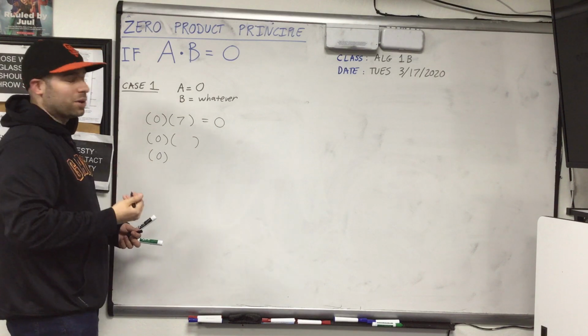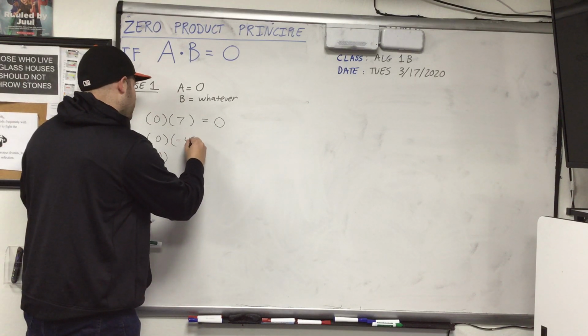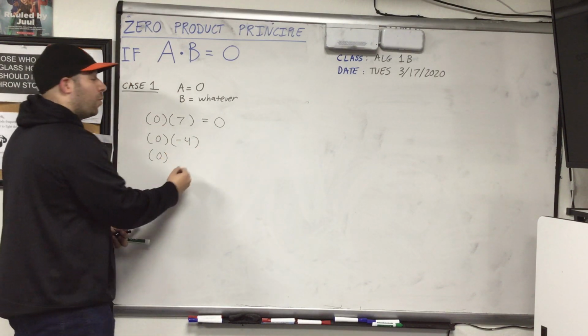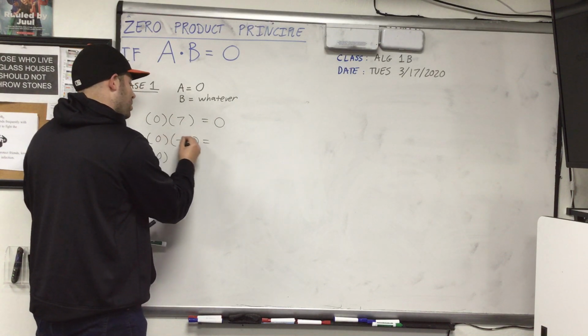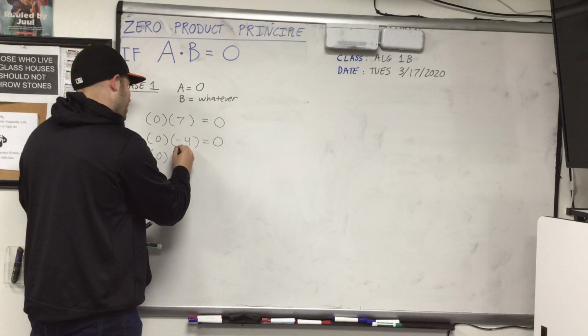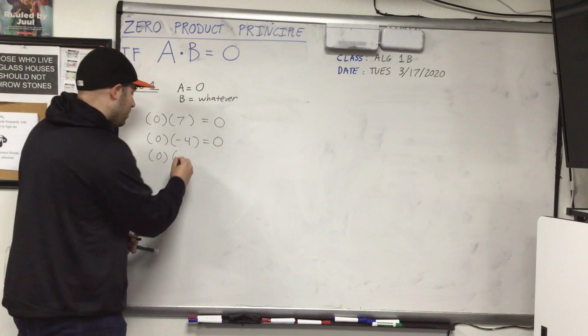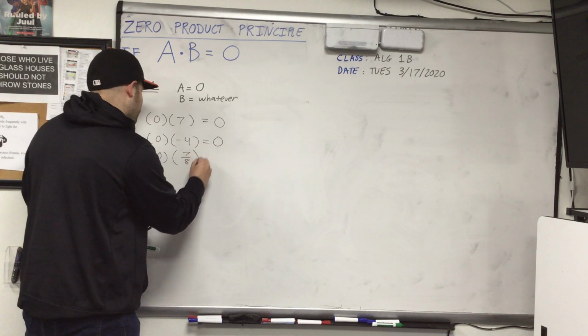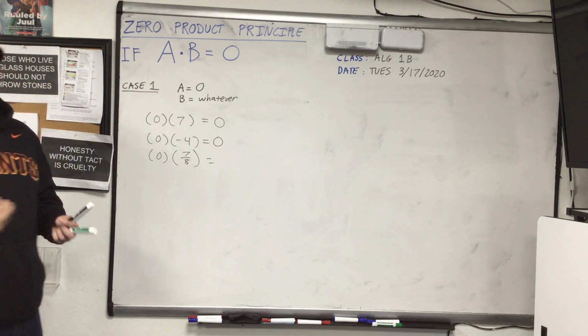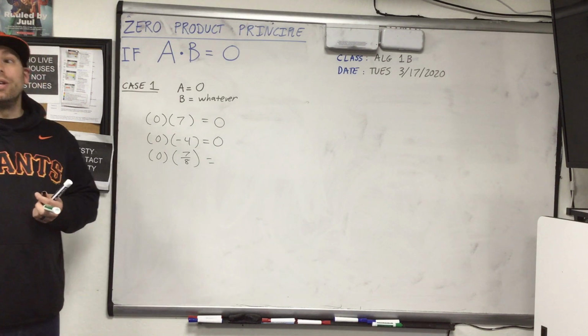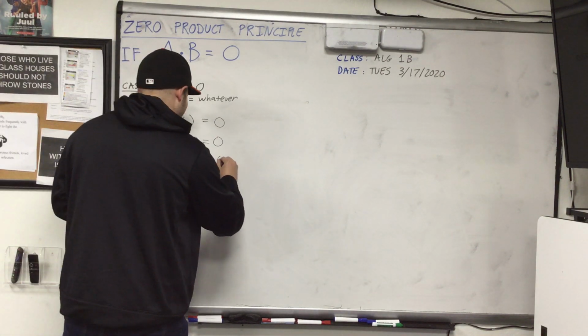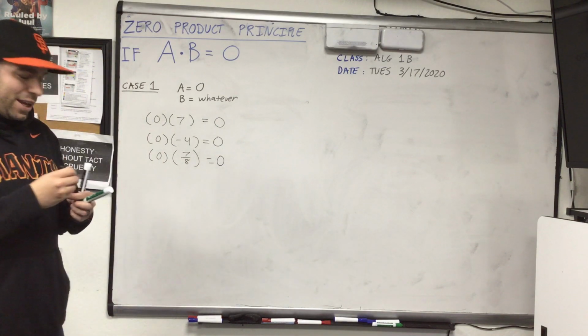Let's go with a negative number. Let's go with negative 4. 0 times negative 4 is still 0. That satisfies it. Well, let's go with a fraction. Why not? 7/8. 0 times 7/8 doesn't matter. It's still 0. So that's case number 1.